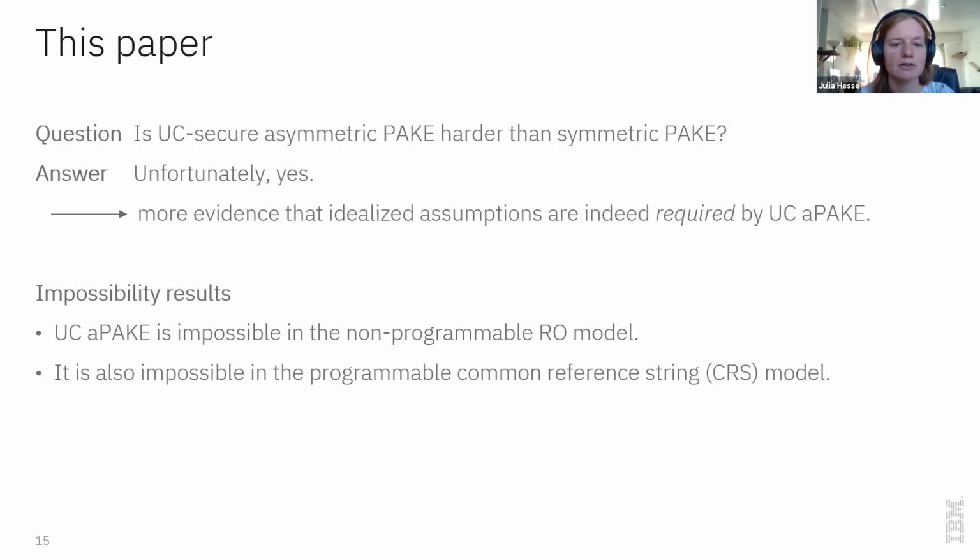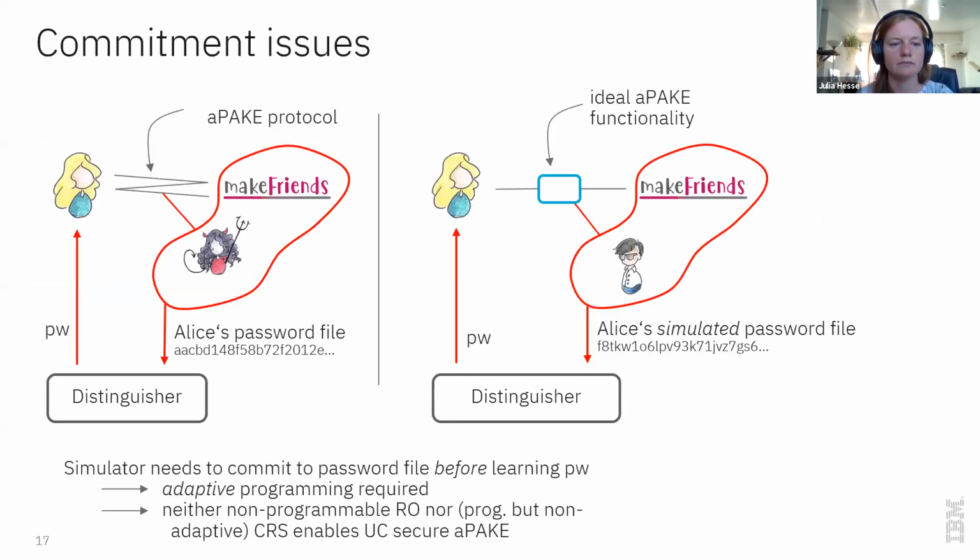In more detail, we show that a non-programmable random oracle model is not enough to obtain asymmetric PAKE. We also show that our proof carries over to the common reference string model, where all parties have access to a random string. So let me very quickly give you an intuition on how this proof works. Here you see a real execution of the protocol on the left, and the ideal execution with this blue ideal PAKE functionality on the right.